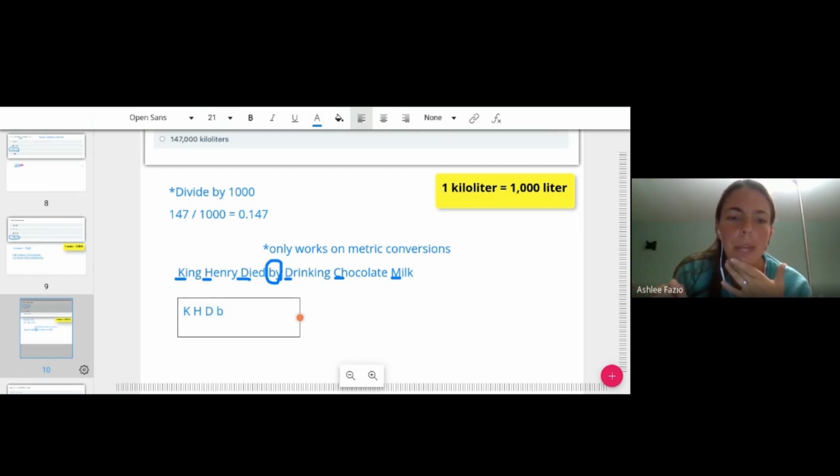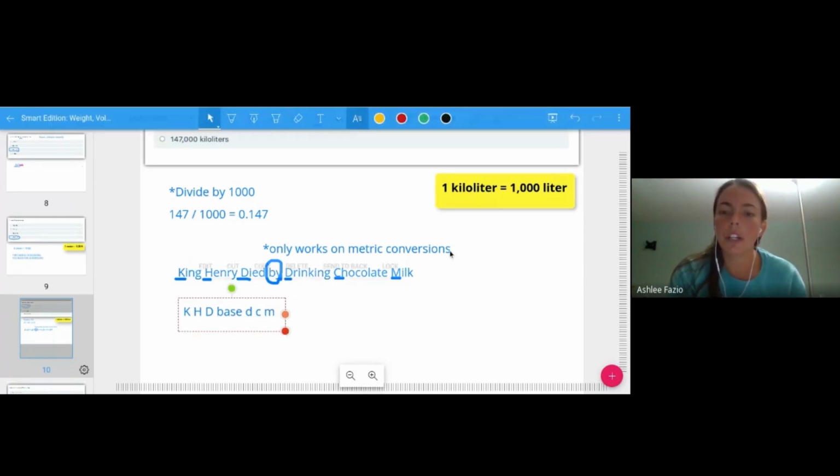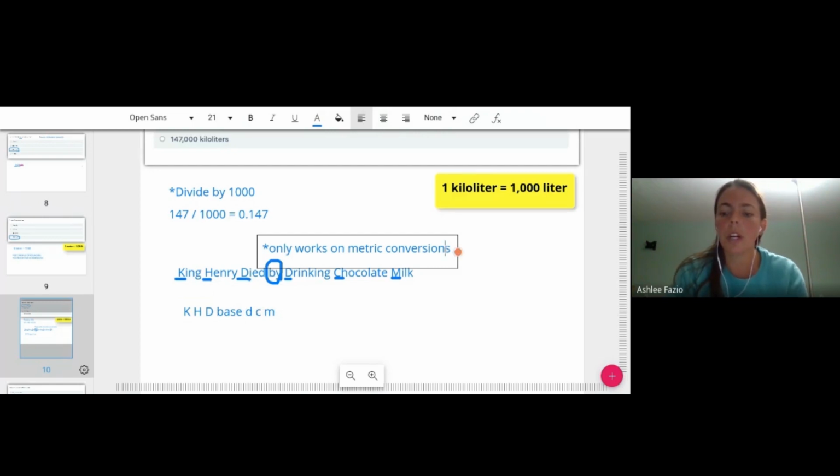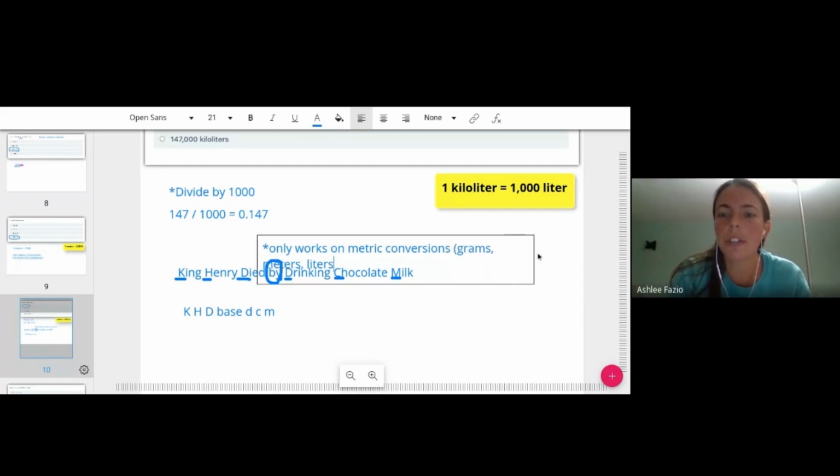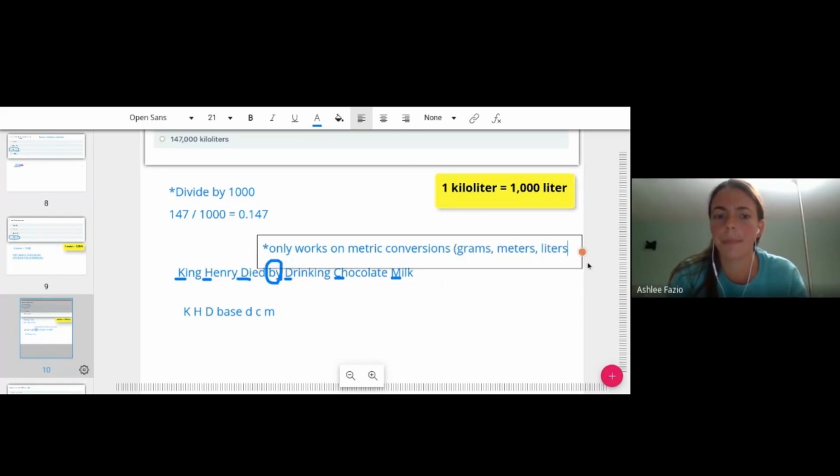Again, this would just be the base. I'll just write that one, base. And then we'd have deciliters, centiliters and milliliters. Okay, so again, this works for grams, this works for meters, and this works for liters. Okay, so let me show you how this would work for this question.